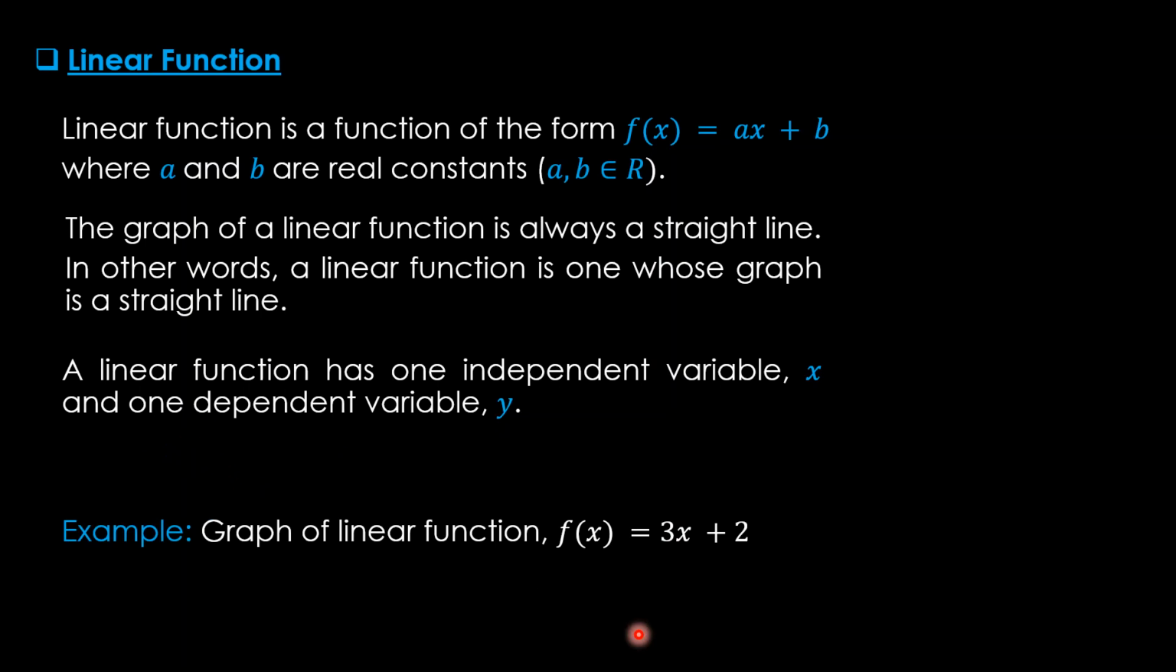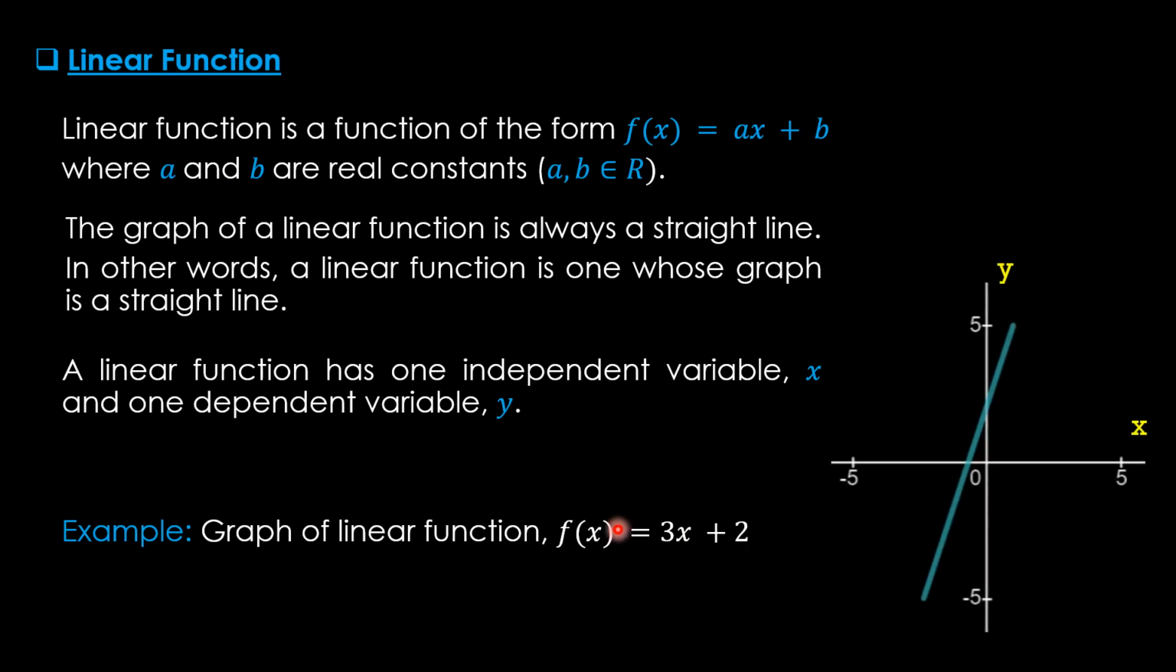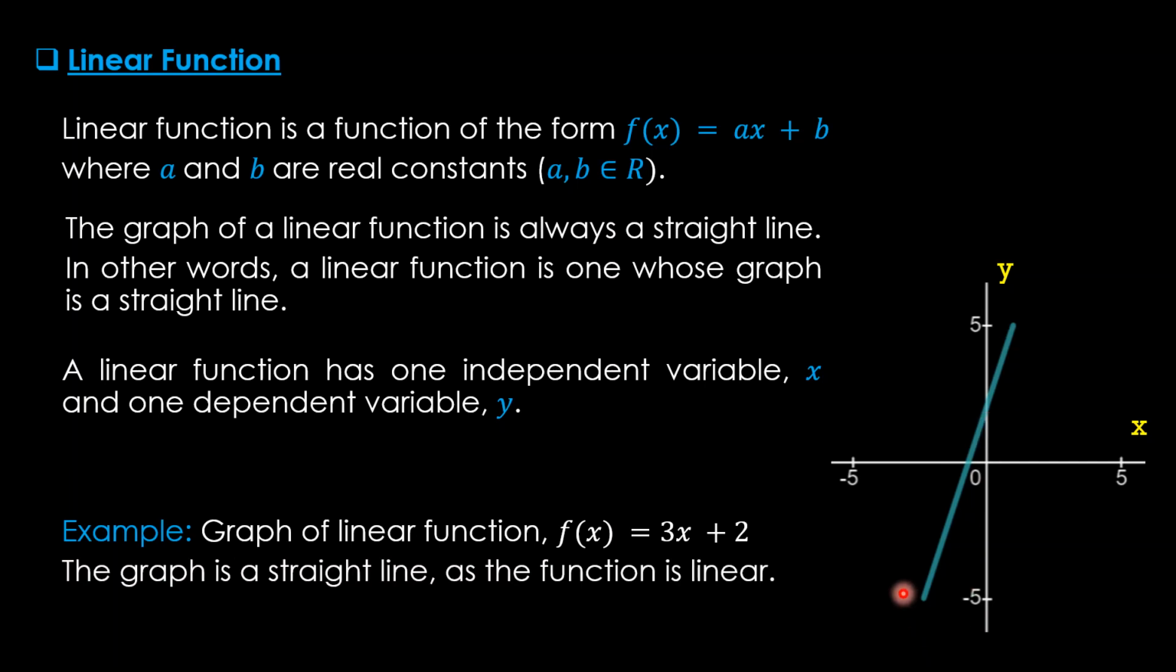Graph of linear function f(x) = 3x + 2. This is an example. This is the graph. So of this linear function f(x) = 3x + 2, this is the graph, which is a straight line passing through these points, and this is a linear function. The graph is a straight line.